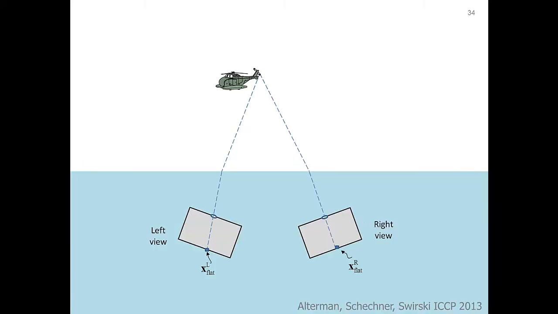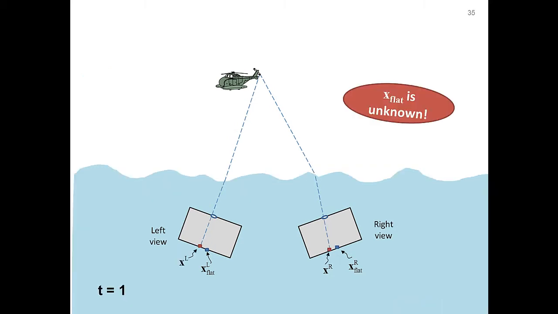In order to triangulate, we use stereo. So, there is a pair of submerged cameras looking upward through the water surface. When the water surface is flat, this object point is imaged at x flat at both views. In this work, we assume that the correspondence is known. Wavy water causes the same object point to be imaged at two different pixels at the left and right views. Recall that x flat is not known.